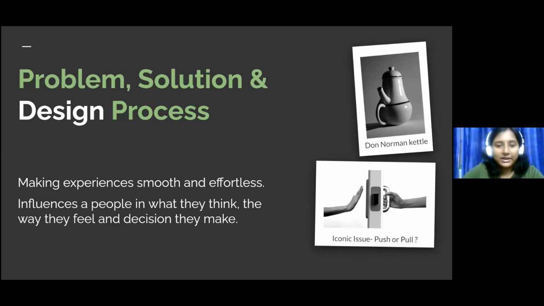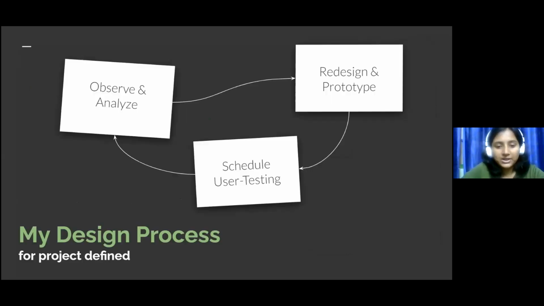As soon as we identify a problem, we start thinking of an optimum solution, which is only a result of proper user research, study, and multiple rounds of iterations, which also is a result of multiple failures. All of these combined are termed as a design process. Now, for my project, I came up with my design process, which runs in a loop of observation and analysis, redesigning and prototyping the screen, and scheduling a user test to get proper feedback.